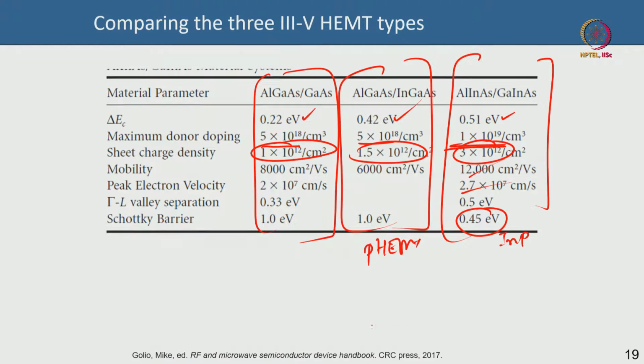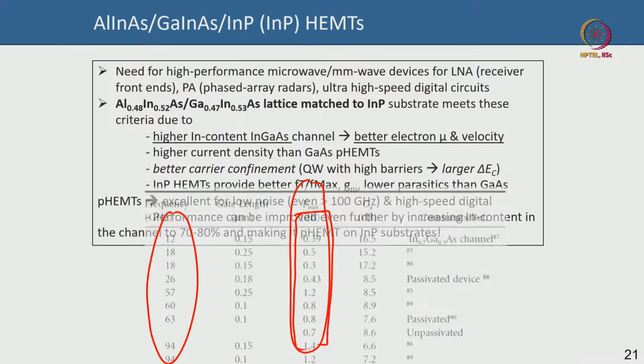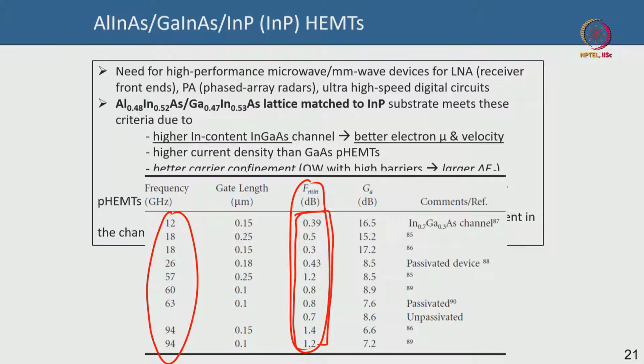Look here, okay, look here. The noise figure 0.3, 0.5, 0.3, 0.4, 1.2, 0.8, 0.8, 0.7. These are in general better noise figures. Look at gain 16, 15, 17, 8, 8, 8.9, 7.6, 8.6. The gain is also overall better, the noise figure also overall better. This is InGaAs 70% indium, passivated device, unpassivated, etc.